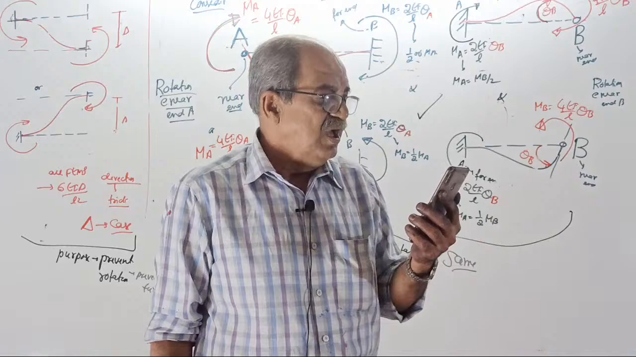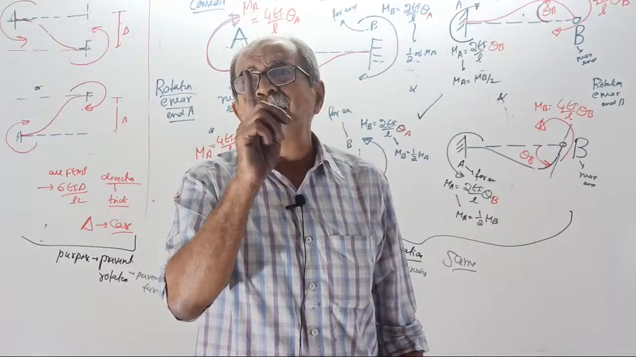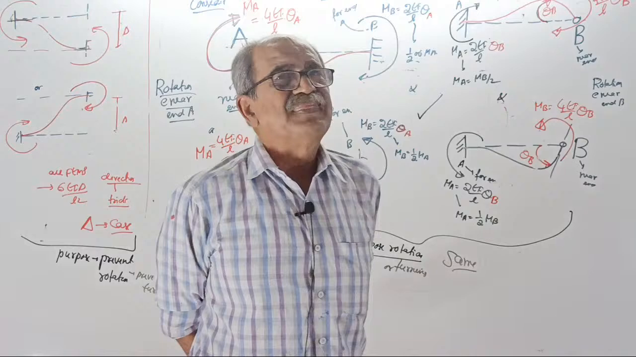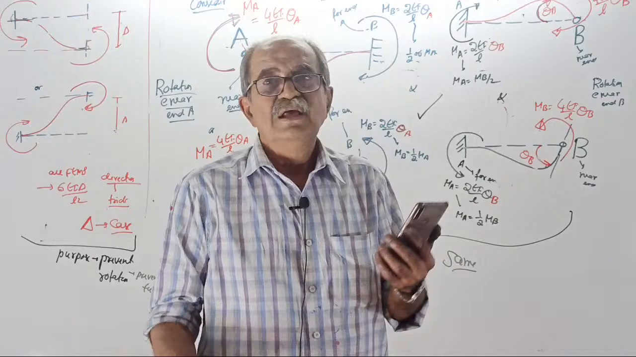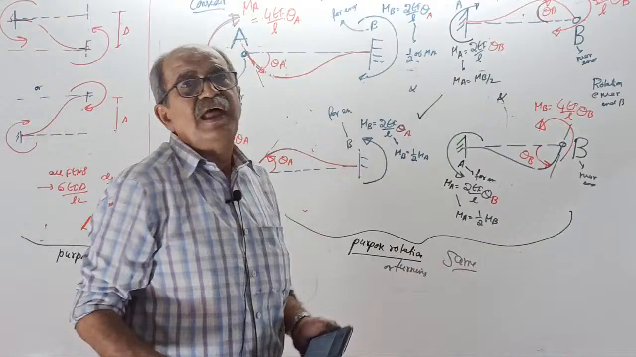Tomorrow's class, the title will be examples for finding FPMs required for the SD method, MD method and Kani's method. Clear? Okay. Thoroughly go through and prepare a very systematic note on a drawing sheet and preserve it. Okay. Thank you. We'll meet tomorrow.